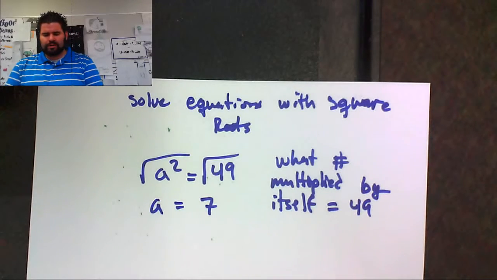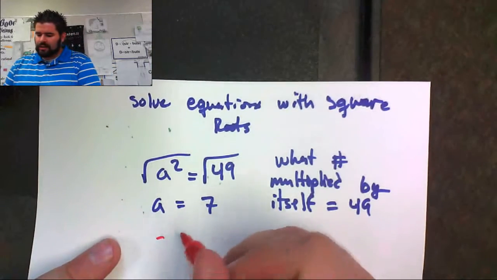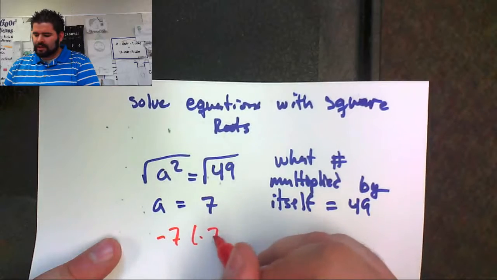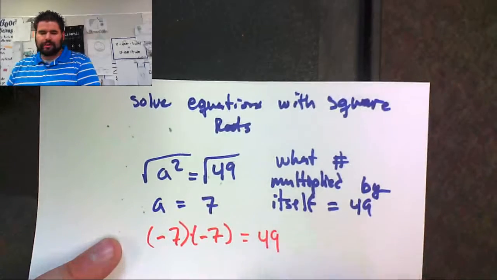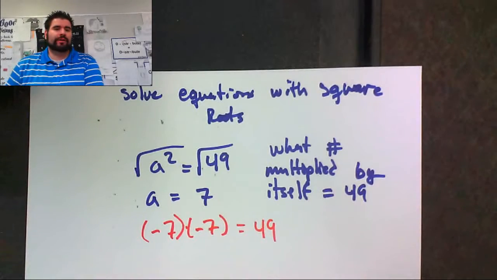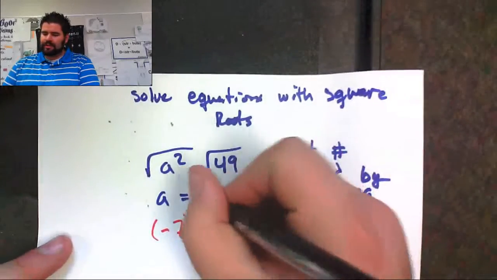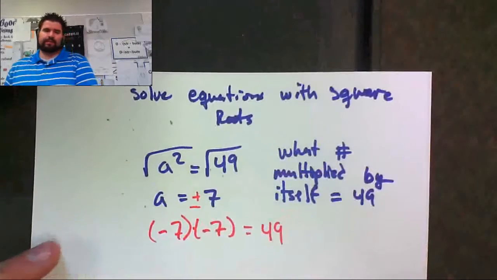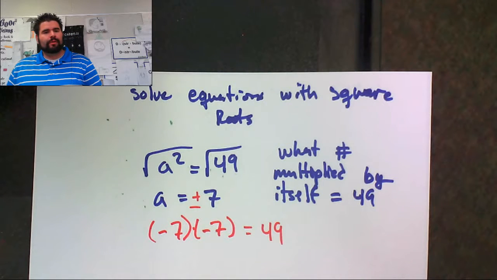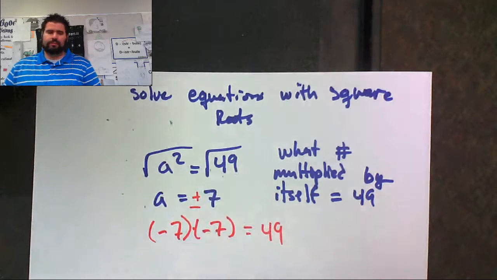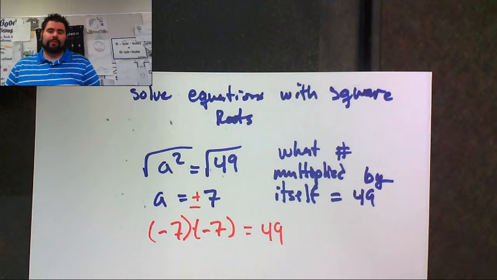But hey, Mr. Anderson, I remember back in like 7th and 8th grade, they said negative 7 times negative 7, if I multiply those together, that does equal 49 as well. And the answer is yes, it does. So this is not just a equals positive 7, it's also a equals negative 7, because the square root is asking us what number multiplied by itself is equal to the number inside the square root.